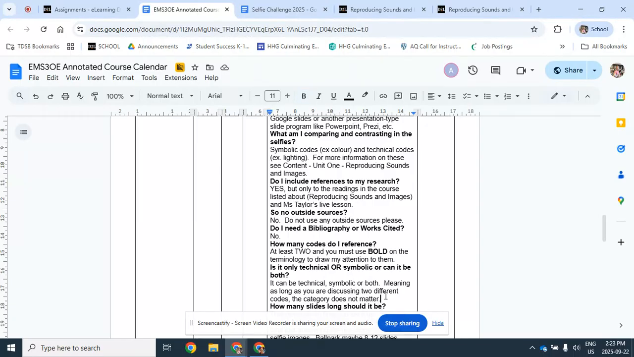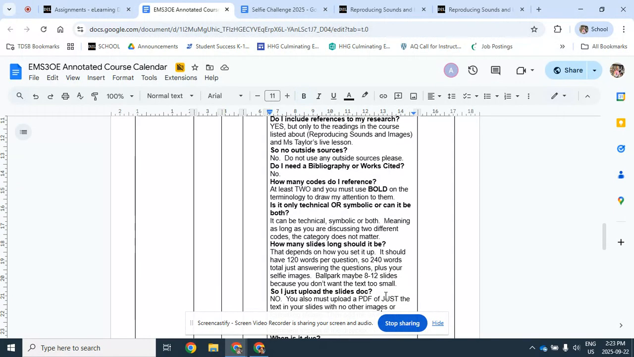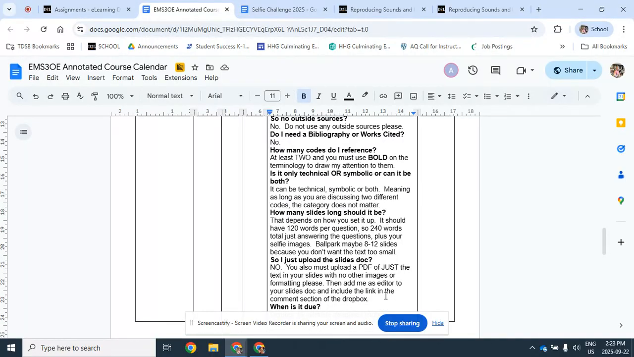So how many slides long should it be? I can't tell you that. It really depends on the font, how many images you have, all of that kind of stuff. I am looking for 120 words per question and at least 2 pictures, and I don't want it to be tiny, tiny text. So ballpark might be 8 to 12 slides, it might be 6, it might be 5. It really depends on what you are discussing. I would say probably 8 would be about the minimum that you would want, only because you don't want the text to be too small.